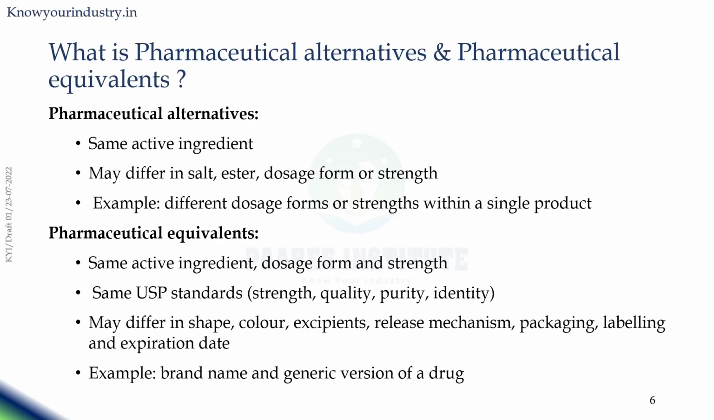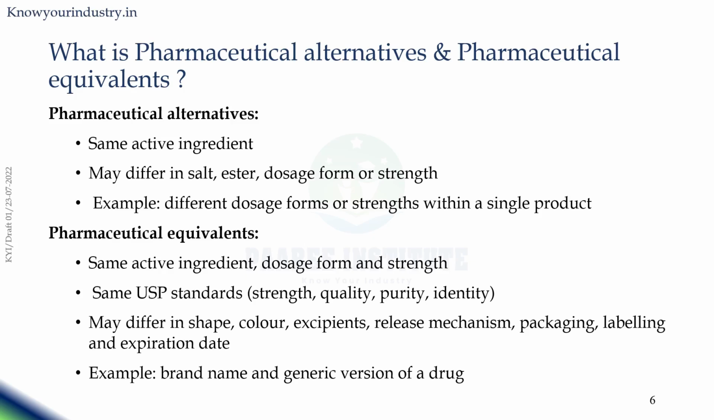These pharmaceutical alternatives have the same active ingredient and they may differ in salt, ester, dosage form or strength. For example, you have a diclofenac potassium and diclofenac sodium. They are different salts, or these are available in different dosage forms like capsule or tablet, but at the same strength and same active ingredients. So these are all called pharmaceutical alternative.